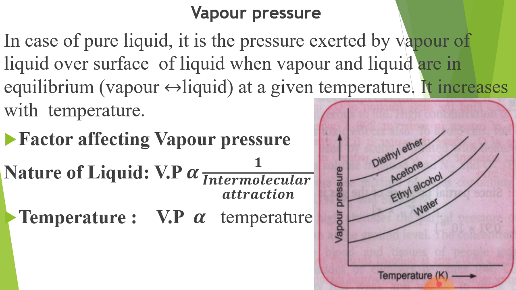Now look at the graph drawn between vapor pressure and temperature of some molecules. Those molecules are water, formula H2O, molar mass 18 gram per mole, ethyl alcohol C2H5OH, acetone CH3COCH3, and diethyl ether, formula C2H5OC2H5.